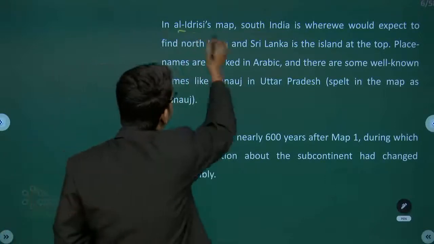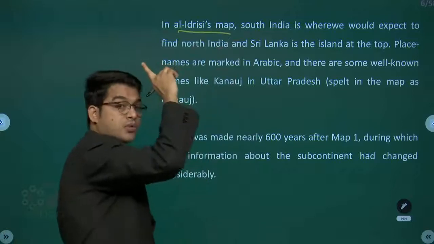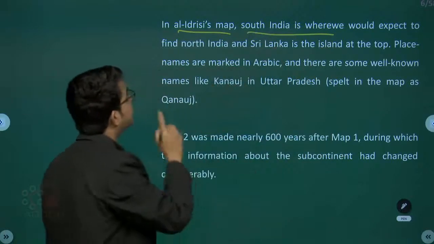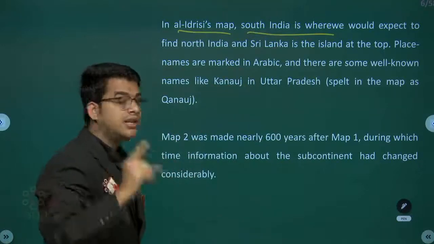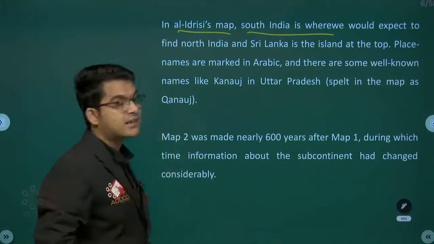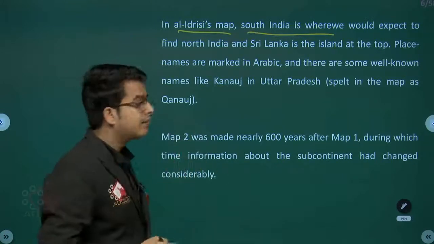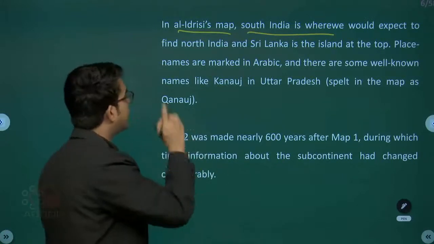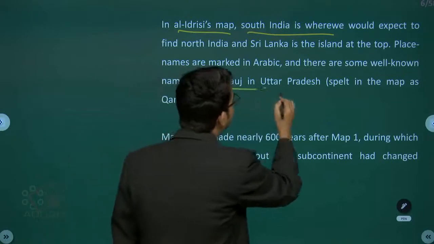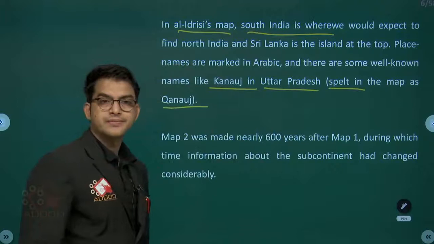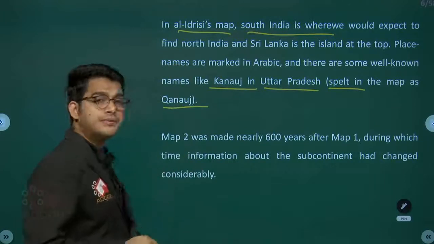In Al-Idrisi's map, of the 12th century, South India is where we would expect to find North India, and Sri Lanka is the island at the top. Place names are marked in Arabic, and there are some well-known names like Kanauj and Uttar Pradesh, spelled in the map as Kanauj.